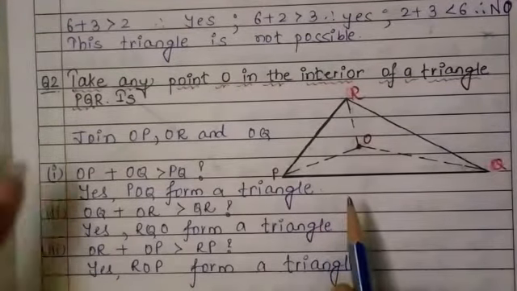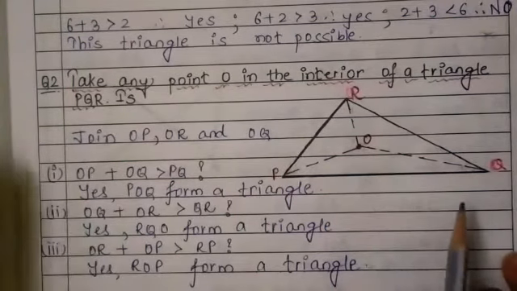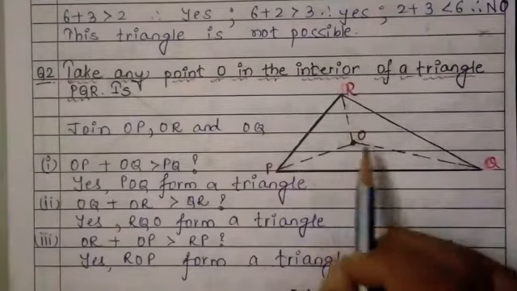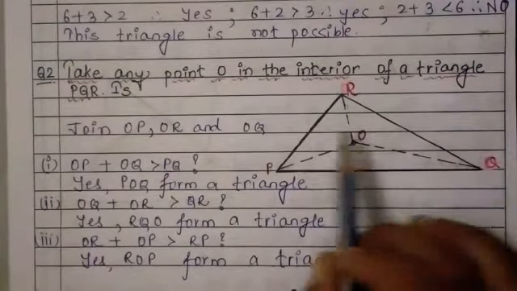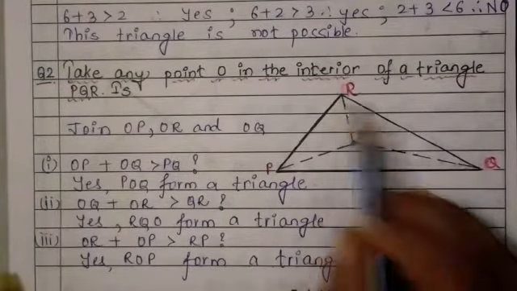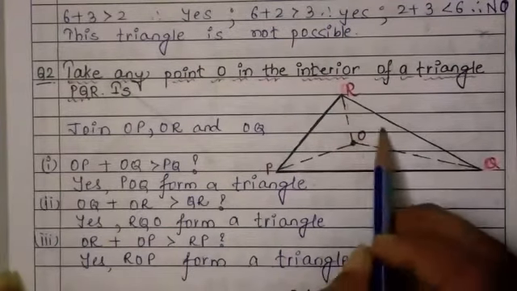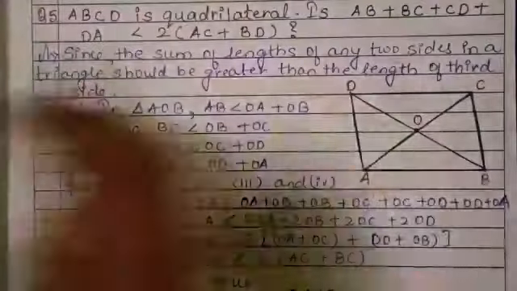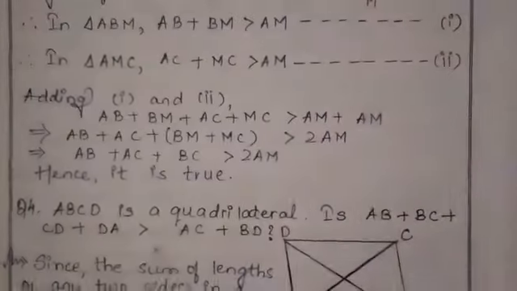Fine. So in all the three cases the triangle is possible, and so logically also the triangle will be possible because we are drawing the small triangles inside the larger triangle. Okay, so if the larger triangle is possible to construct, then obviously the smaller triangles that we are constructing inside it are also possible. Let's move on to the next question.